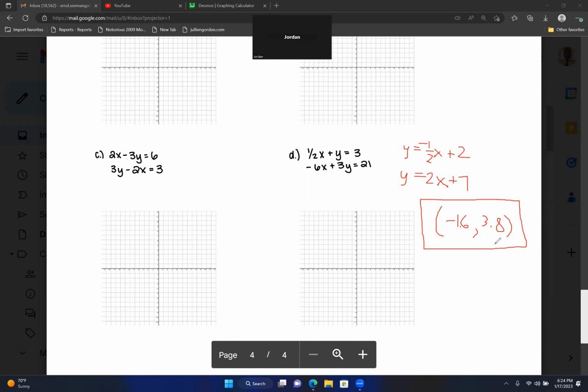No. So 4 steps. Step 1, solve for y. Step 2, start at the y-intercept. Step 3 is find the second dot using the slope, and then step 4 would be connect the dots.